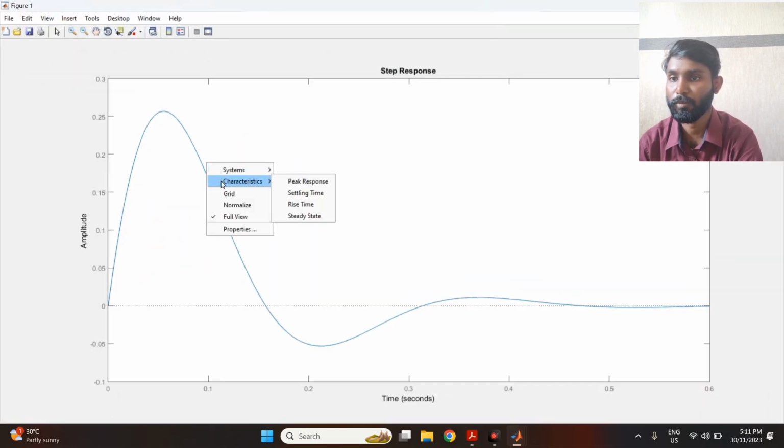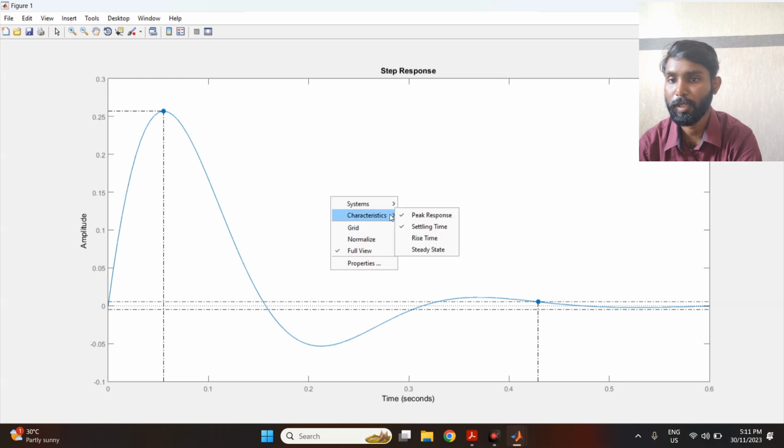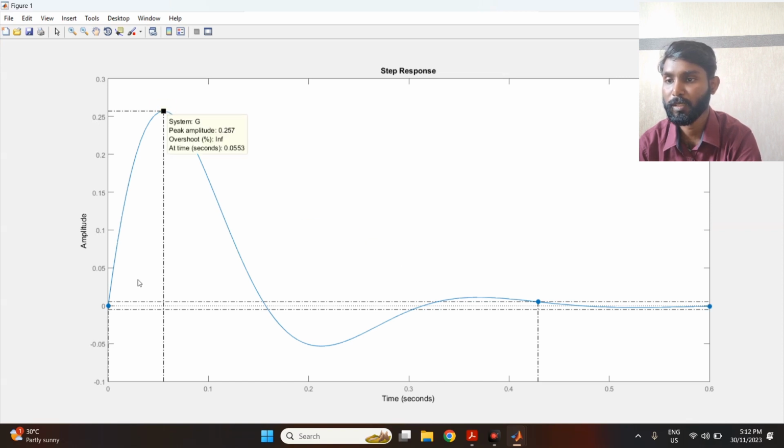For that I have to include the peak response, settling time, rise time and steady state. The peak amplitude is 0.257, the overshoot is INF, at time 0.553 seconds. The system is G, the rise time is 0, the settling time is 0.